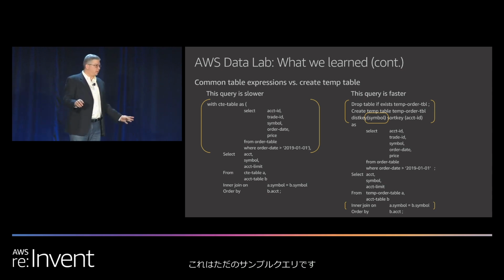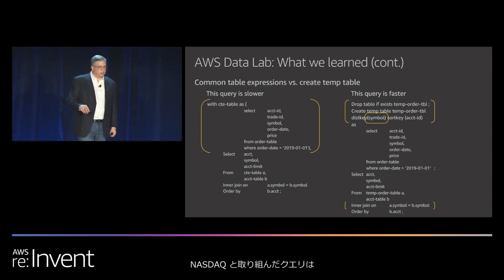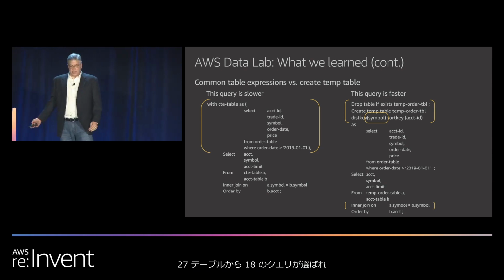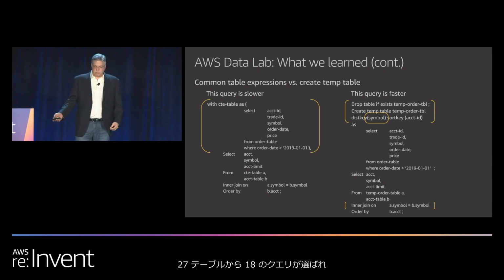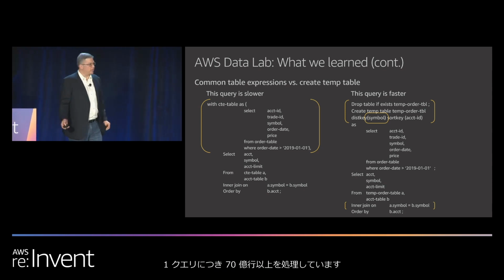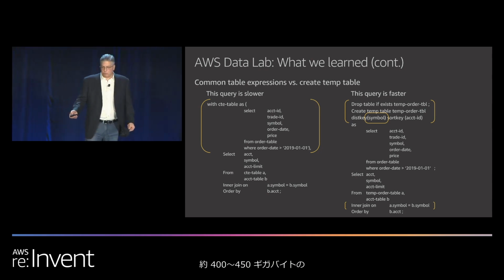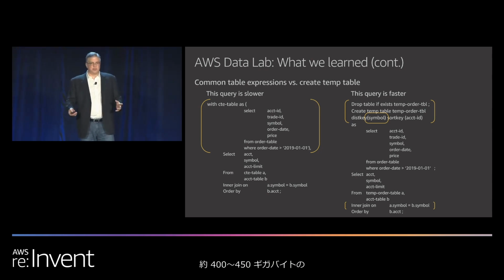This is just a sample query because the actual queries that we were working with, or the Nasdaq came with, were over 1,600 lines. They had 18 selects looking at 27 tables, processing over 7 billion rows in an individual query, and it was taking roughly 400 to 450 gigabytes of disk.